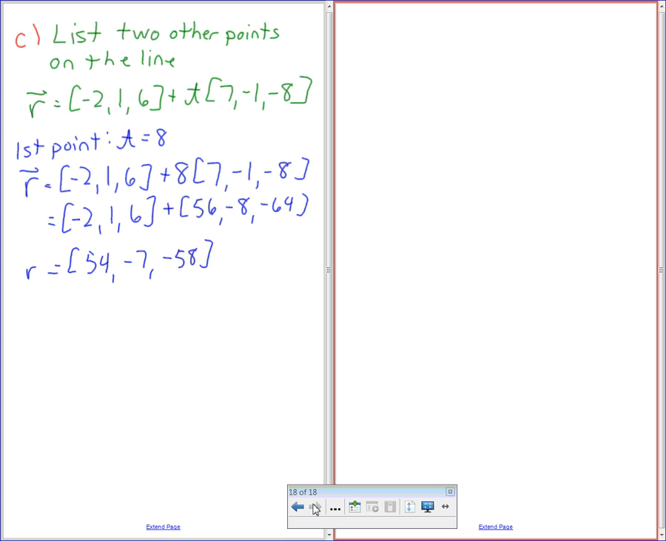So your second point, you said t equals 16 over 21, is that what it was? Yeah. Okay. So r is going to be negative 2, comma 1, comma 6, plus 16 over 21 times 7, negative 1, comma negative 8. Of course, I picked the worst. This is what I get for picking on people. What's 16 times 3? No, that should just be plus 16 over 3, is that right?